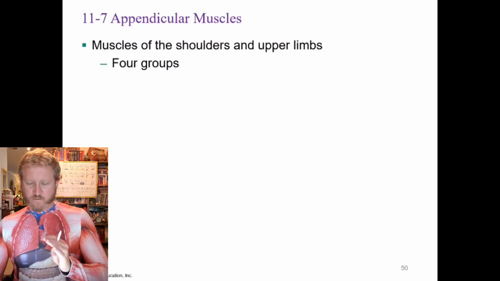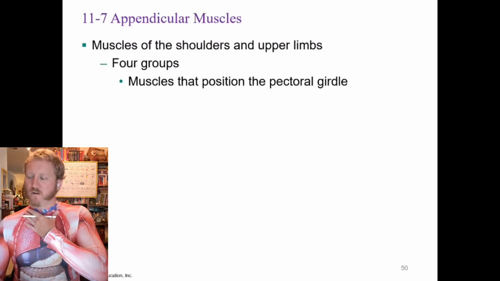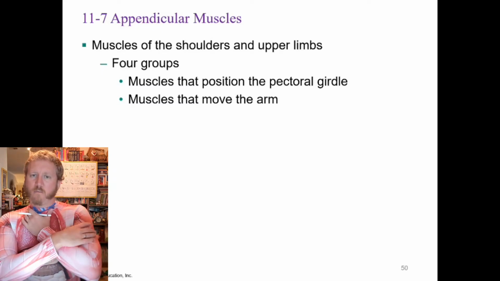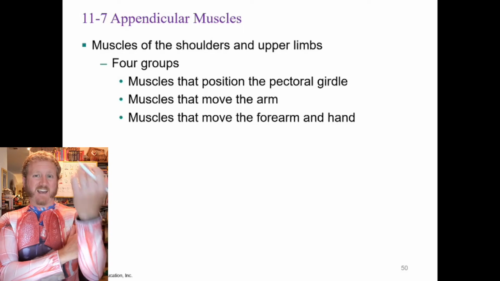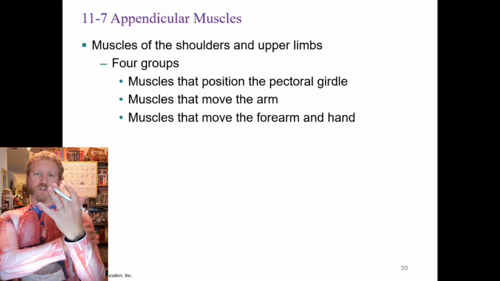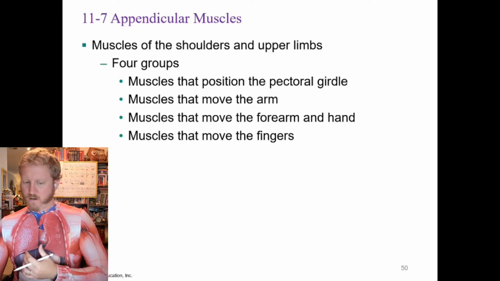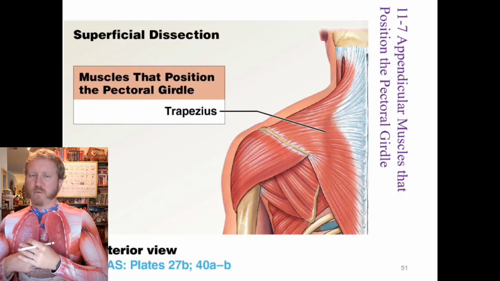We've got four groups of these: muscles that position the pectoral girdle, muscles that move the whole arm, muscles that move the forearm and the hand, and then muscles that move the fingers. So basically we're just moving our way down. We'll start with the muscles that position the pectoral girdle.